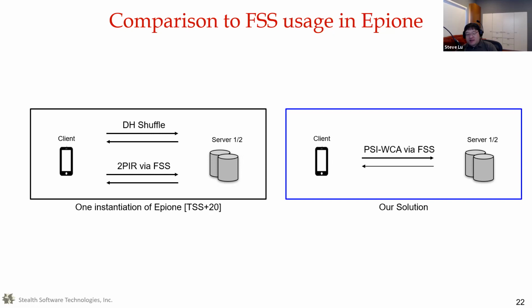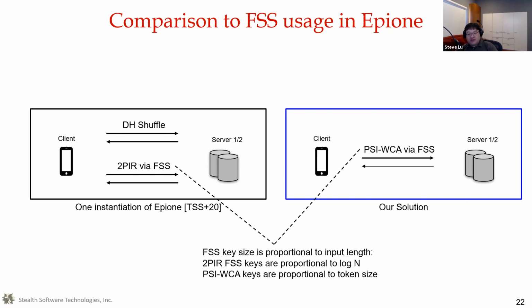There is a slight subtle difference if you want to be fair in the comparison, which is the actual way that you use function secret sharing. The key size is proportional to input length. So if you're just trying to retrieve a record from a database of size n, those keys are proportional to the length of the input, which is just an index into n. So that's log n. Whereas if you're doing this directly on the tokens themselves, the key lengths are proportional to token size. So there is a discrepancy that I'm sweeping under the rug here, but in full fairness, not all FSS keys are of the same length.